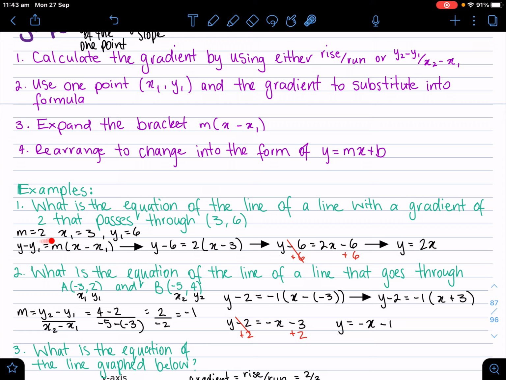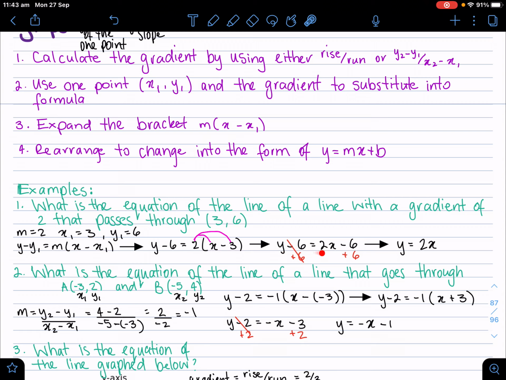So now I know the 3 things that I need in order to do the one-point gradient form. I sub it into the equation. So we've done step 1, we've done step 2, and now step 3 says expand this bracket here. What does it mean by expand that bracket there? Well, that means 2 times x, which is 2x, and 2 times negative 3, which is negative 6. So I've expanded that bracket now. I've removed the brackets. And step 4 says rearrange to change into the form of y equals mx plus b.